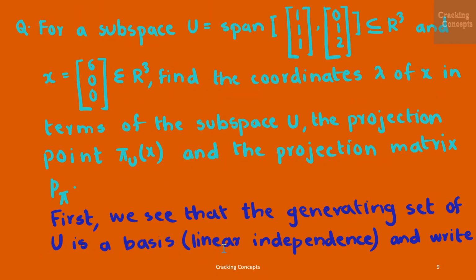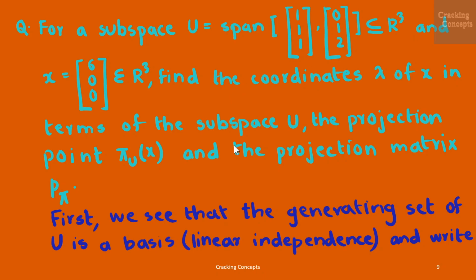Now we'll see a problem where we are given a subspace with a span of two vectors which belongs to the three-dimensional space, and the vector x is given. We are asked to find the coordinates lambda of x in terms of the subspace U, the projection point pi u of x, and the projection matrix P pi.